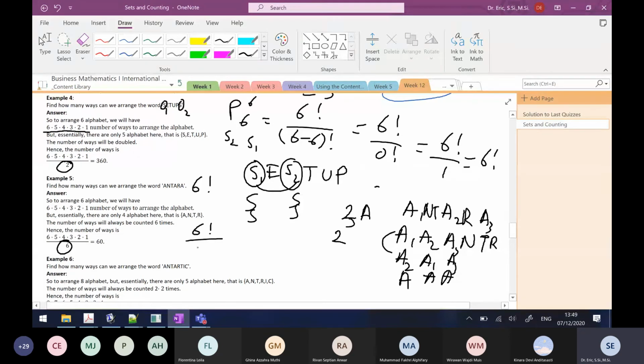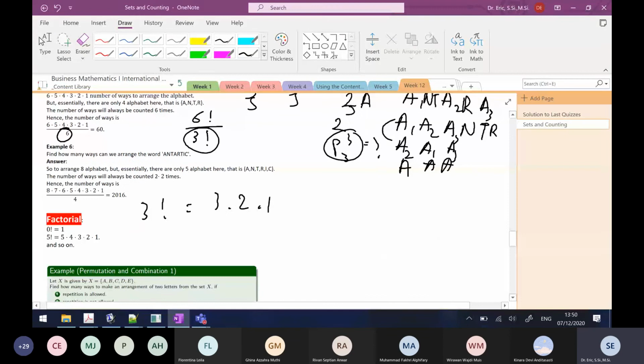So this is 6 factorial divided by what is the same. The same is 3 factorial, the arrangements of A1, A2, A3: permutation, pick 3 out of 3. This is 3 factorial. So you have to divide by 3 factorial. Okay, yeah? And the last one: find how many ways we can arrange the word ANTARCTIC.